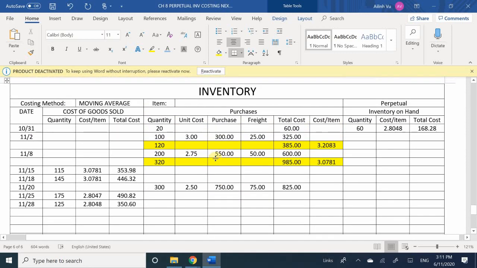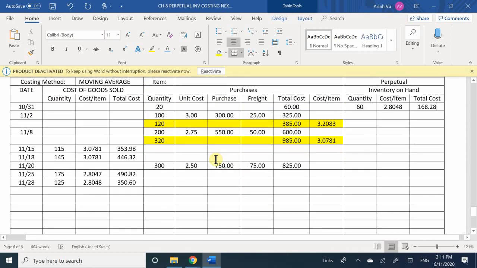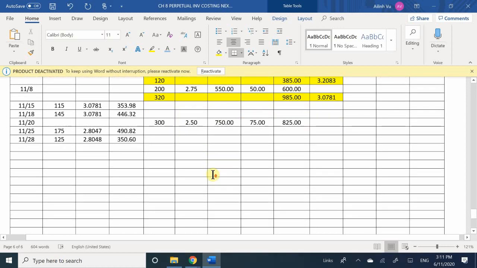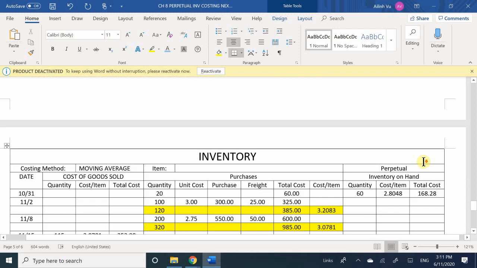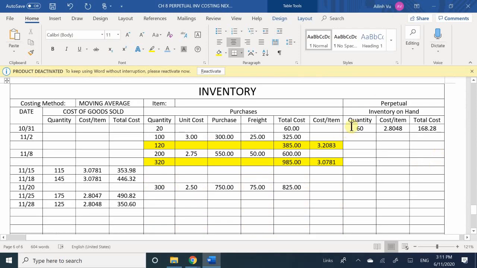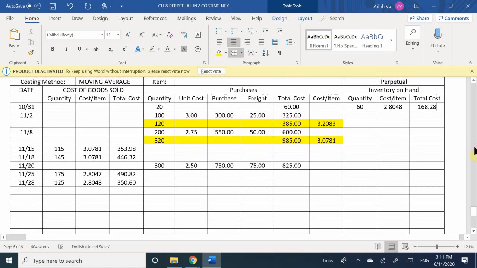Again, with Excel, you're going to be a little more accurate. We got our total of 60 units at the ending, and if we were to continue, 168.28 is where we're going to start for the next period.